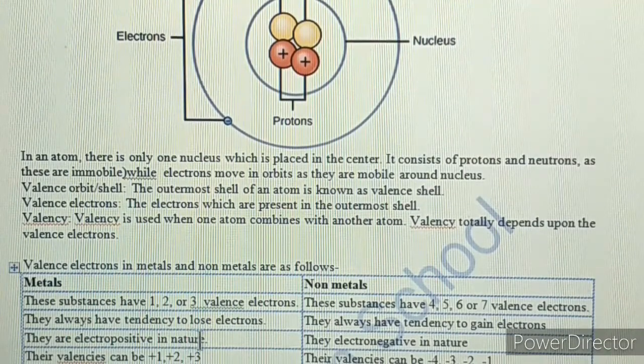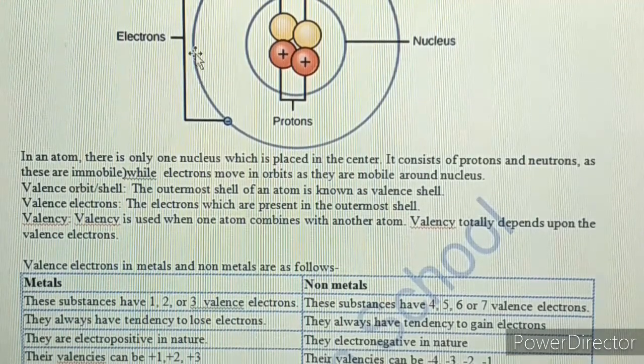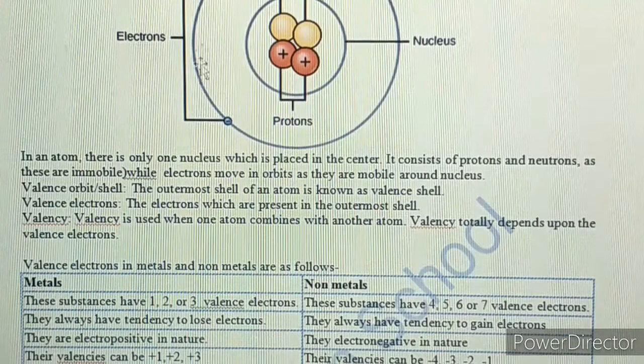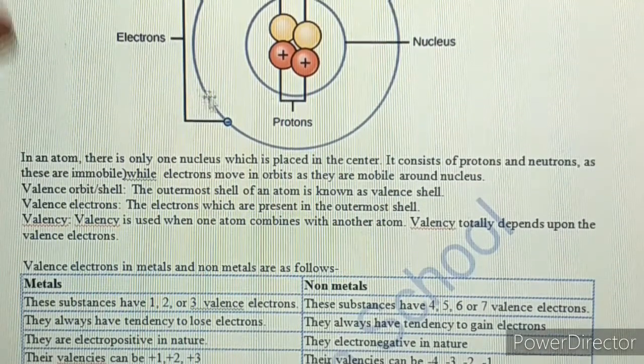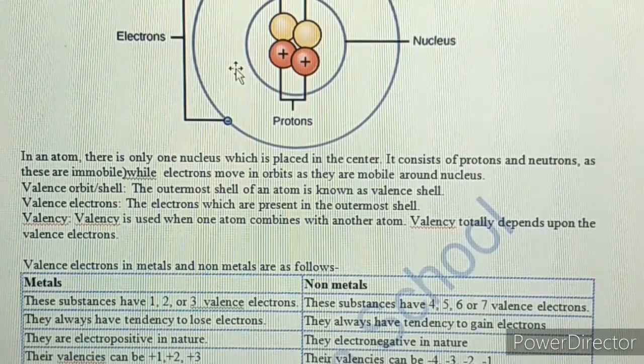They are electropositive in nature. Actually, children, electropositive means their valency will become positive. How do they become positive? See, if they want to lose electrons, if they lose these 2 electrons from their valence shell, what will happen? Now there is no negative charge left in this atom. And now which charge is more in this atom? Positive charges are more in this atom.